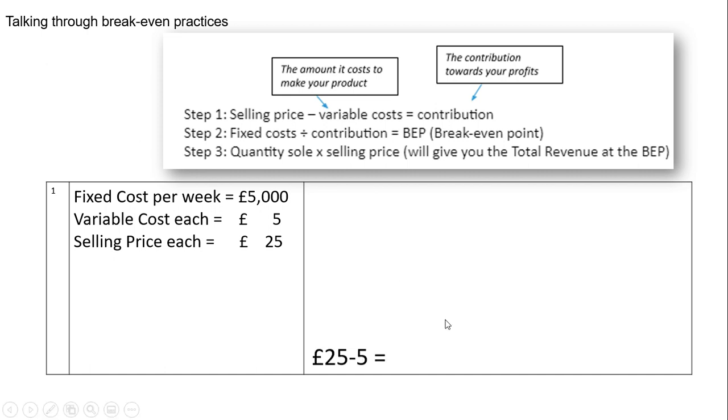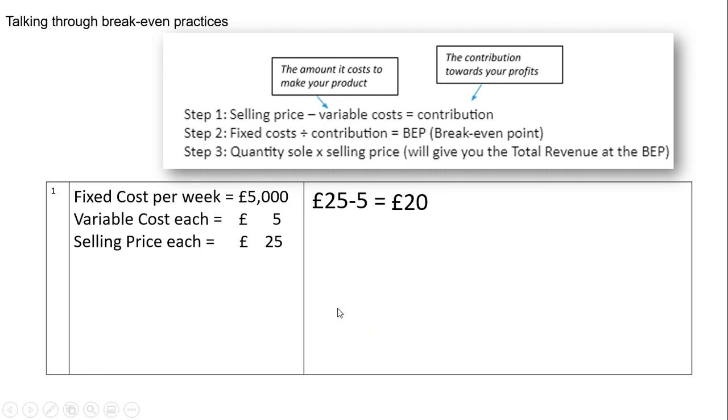Okay, so first of all, the first calculation we have to do is find out something called our contribution. So step one, we need to do selling price minus your variable costs. So that means the cost you have to actually make the product. You've got to buy the raw materials and actually make it, haven't you? So that costs us £5. I'll give you a second just to work that out. 25 minus 5, and you get 20. Now £20 goes towards your profit. So contribution is the contribution towards your profits.